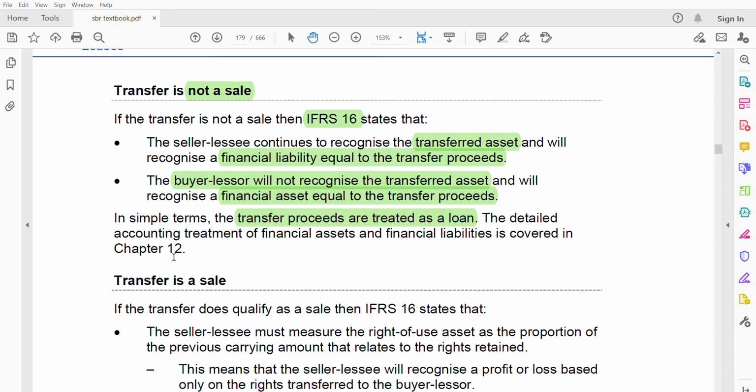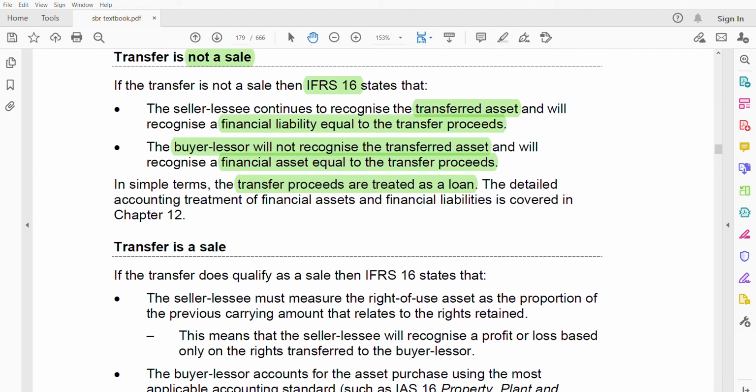Let me explain this way, because financial liability and all is confusing. Why is he recognizing a financial liability? I'm not going to go in depth into IFRS 9, but let me explain at least why it's a financial liability. From that point of view, I can explain why the lessee, the seller, recognizes a financial liability. If you understand that part, you will definitely understand why the buyer recognizes a financial asset.